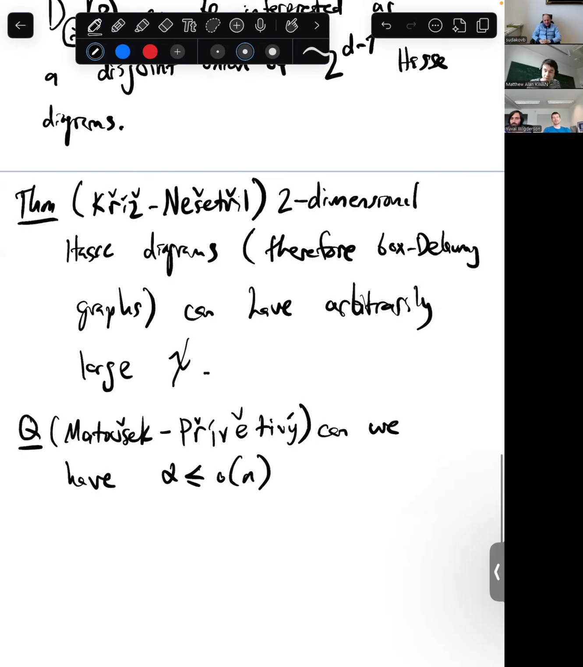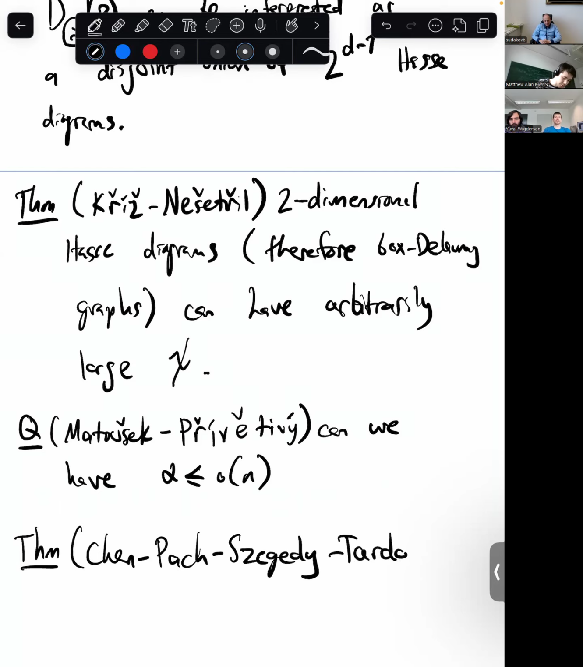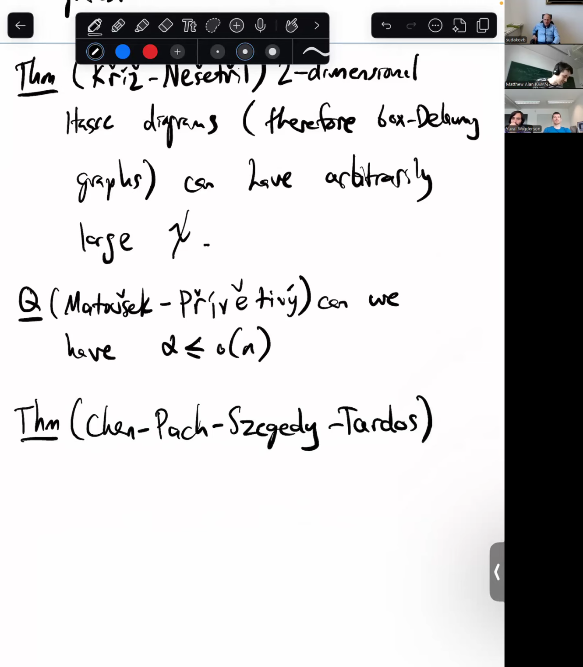So this question was answered in a really nice paper by Chen, Pach, Szegedy, and Tardos, which really proved a lot more. They didn't just prove that it's possible for a bounded dimensional Hasse diagram or for a two-dimensional Hasse diagram to have sublinear independence number. In fact, they proved that it almost always happens. So they sort of initiated the study of random Hasse diagrams, or at least random two-dimensional Hasse diagrams, which is a certain type of geometric random graph.